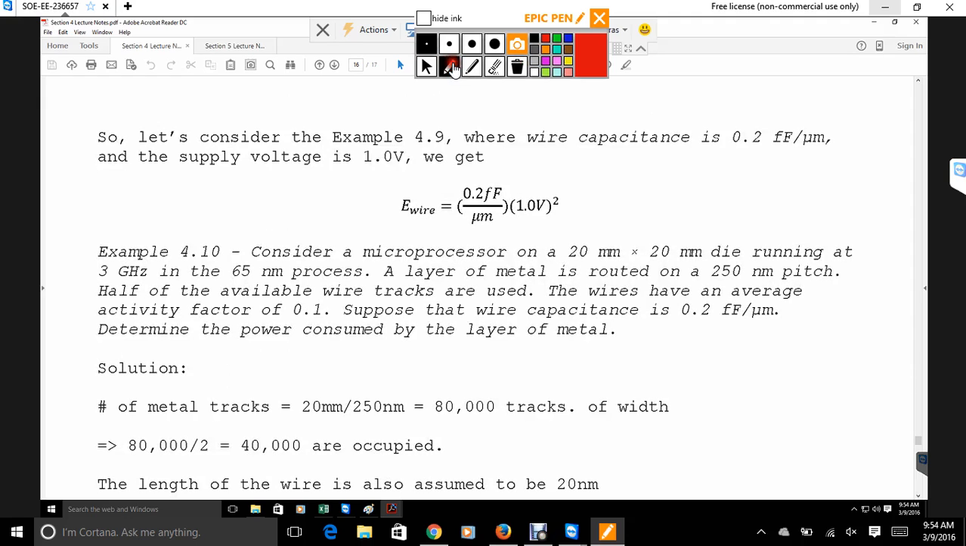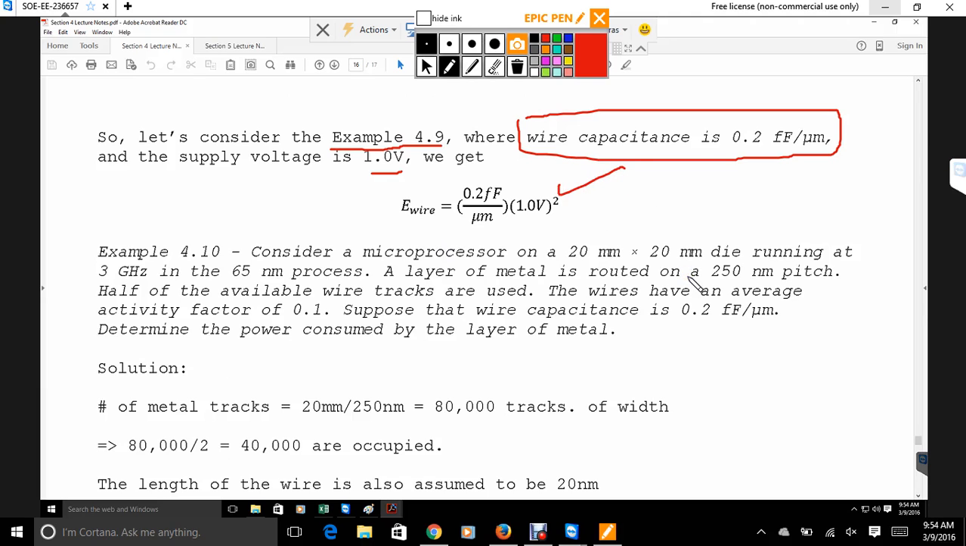Okay, so if we have this example from 4.9, and the wire capacitance is 0.2 femtofarads per micrometer, and the voltage is 1.0 volts, then it just becomes this, right? C_L V_DD squared, since it's 1.0 volts, it comes out to be 1.